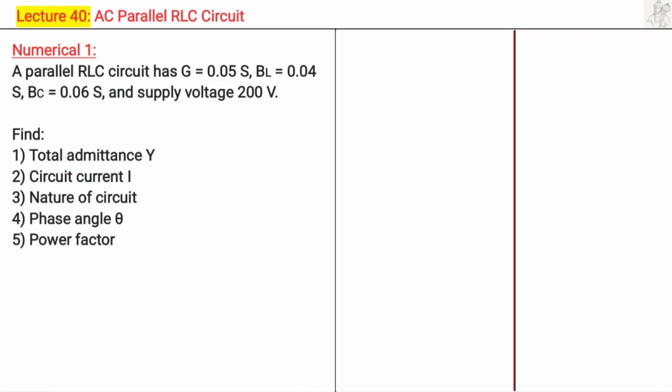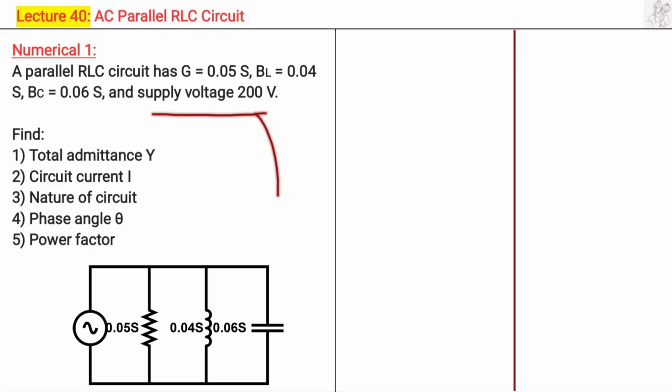So it states that a parallel RLC circuit has conductance 0.05 Siemens, inductive susceptance 0.04 Siemens, and capacitive susceptance as 0.06 Siemens, and the supply voltage of 200 volts. So we can draw this circuit like this. We have three elements in parallel: resistor, inductor, and capacitor. And the first question is to find out the total admittance.